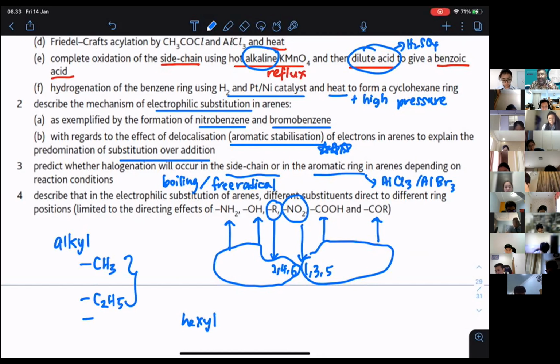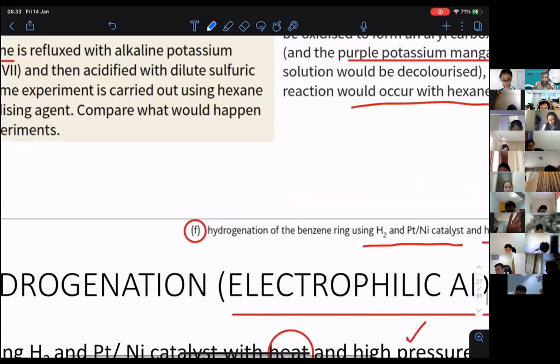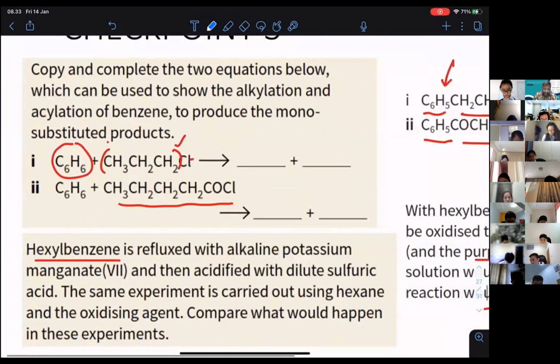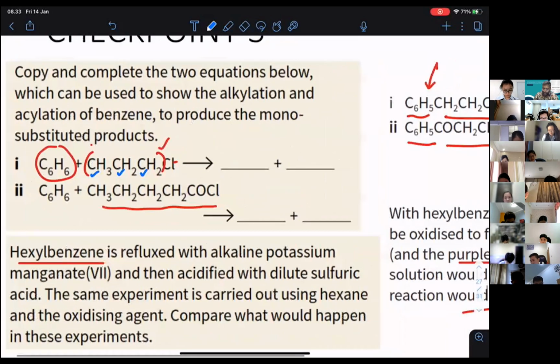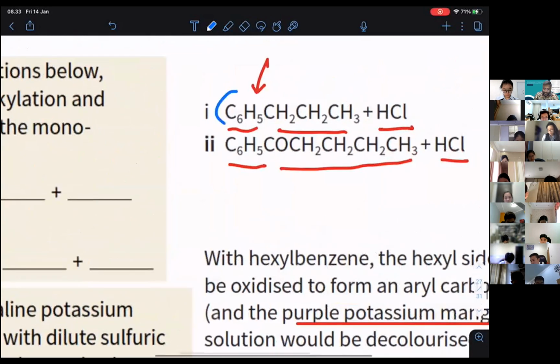Every single time you see the alkyl groups there, the number of carbons can be different. You see in one of these examples how many carbons they use. So all of these are also going to be 2,4,6 directing. So it's not limited.